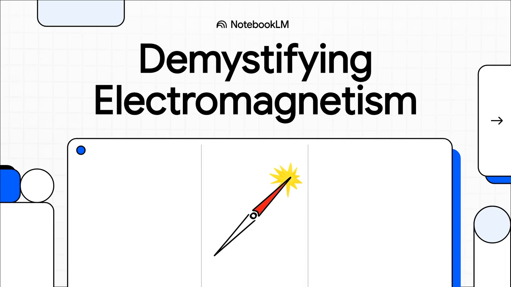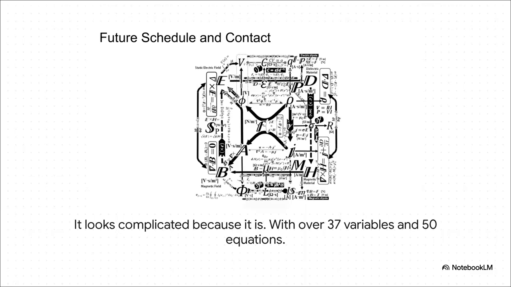All right, let's talk about something that, let's be honest, can feel super intimidating. The fundamentals of electromagnetism. Yeah, looks complicated, doesn't it? I mean, with over 37 variables and 50-plus equations, it's a beast. But what if I told you that underneath all this chaos, there's a beautiful, elegant system, a logic that once you see it makes this whole thing click?